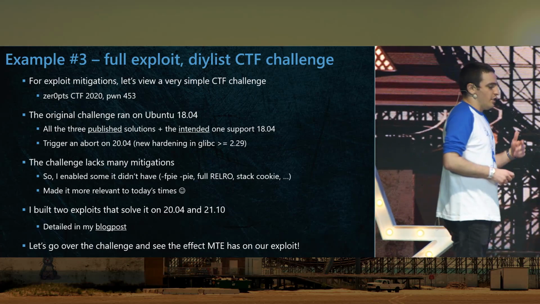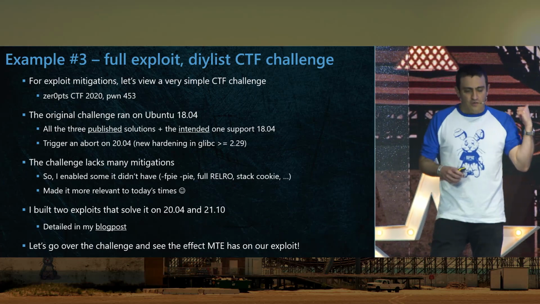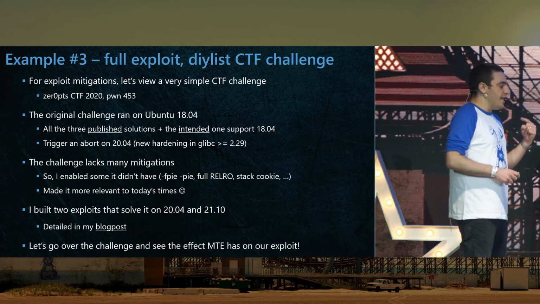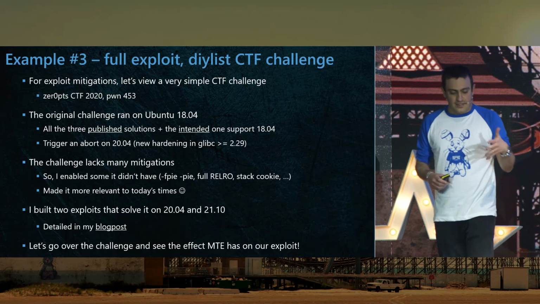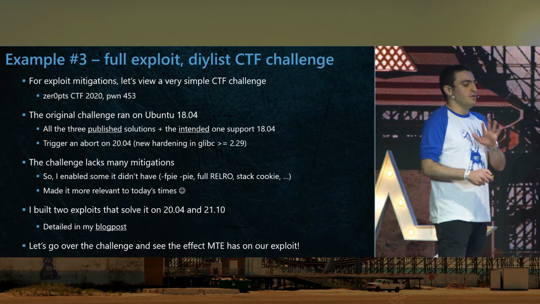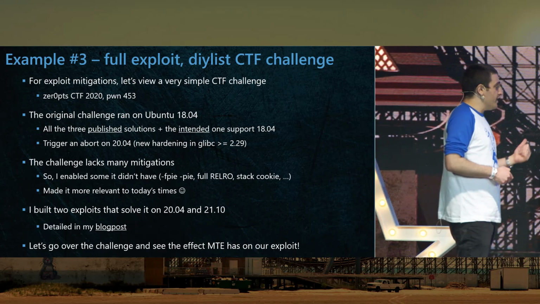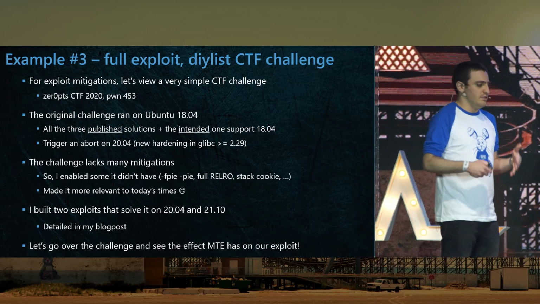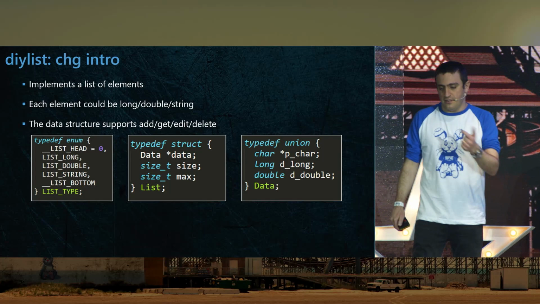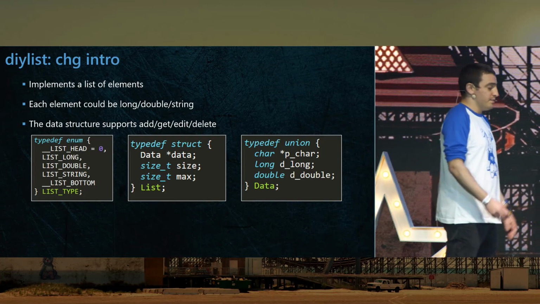And also the challenge lacks a lot of mitigations, so I just took it out of the wild. I enabled all of these mitigations, and I solved it for Ubuntu 20.04, and because the latest version of Ubuntu has some further hardening, I solved this for this version as well. All of that is already published in my blog post with all of the exploits. You can check it out. But right now, I actually want to cover the challenge, exploit it without MTE, and then enable MTE, see what breaks, and bypass this. And we have 18 minutes, which is great.